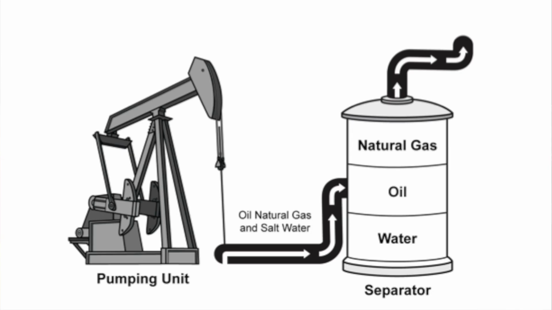In the oil and gas industry, properties of water like cohesion play an important part. When oil comes out of the ground, it's a mixture of oil, gas, and water. These 3 things go into a separator tank, and because of cohesion, water molecules stick to water molecules, separating itself into a separate layer away from the gas and oil.